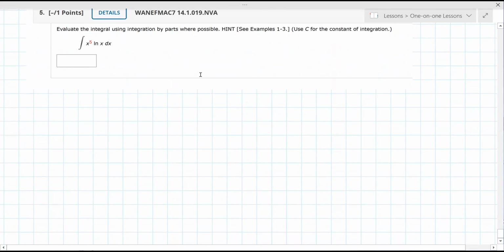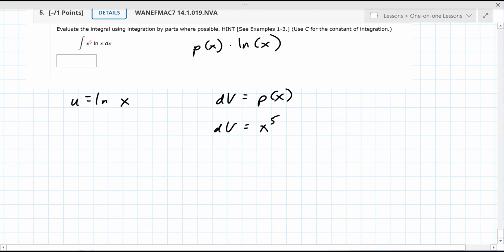Okay, evaluate the integral using integration by parts wherever possible. This one is different than the previous ones. This is a polynomial function of x times natural log of x. And in the past, we had set u equal to the polynomial. Well, here you don't do that. Here you set u equal to the natural log of x part, and you set dv equal to the polynomial of x part, which in this case is x to the 5th. And you wouldn't know to do that unless someone told you. So this is a very different problem than the ones we've done. If you don't do it this way, you're never able to integrate it.